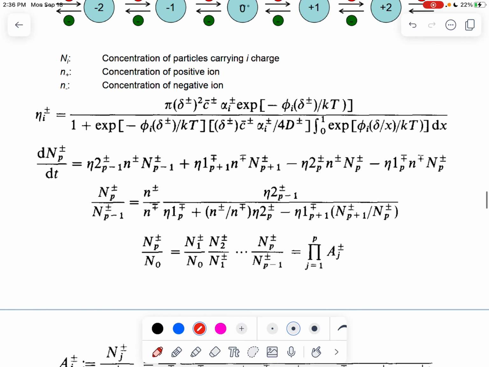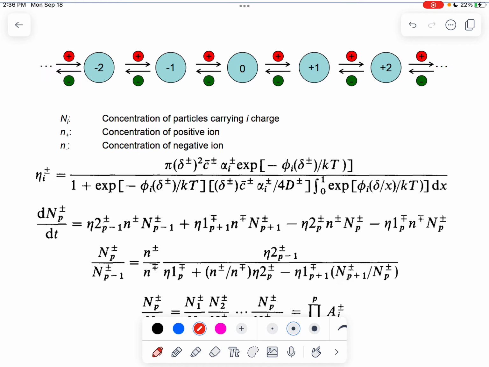So what we can do is, let's consider particles carrying p charges. The p charges here can be both positive charge and negative charge. If we just consider the positive charge, let's ignore the negative sign here. Okay, just look at the upper sign. So the particles carrying positive p charges, let's assume it's +2, they can be gained by a p minus 1 charge colliding with a positive ion, right? They can also be gained by a p plus 1 charge colliding with a negative ion.